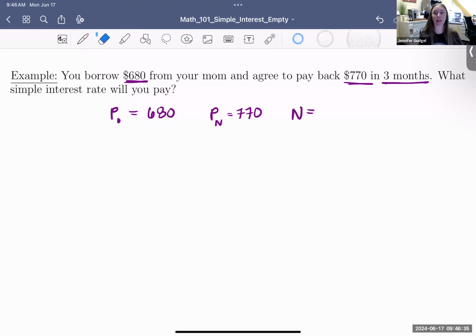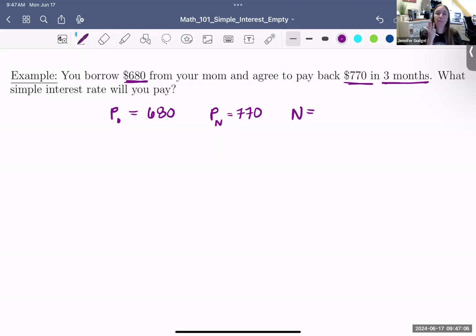Now, before I write n equals 3, if I were to write n equals 3, that's me saying 3 years. Is 3 months the same thing as 3 years? No, 3 months is a fraction of a year. It's less than a year, which means we have to build that fraction out of it. Is this going to be 3 out of 360 or 3 out of 365? The answer to that is also no, right? This is not 3 days. So it's not going to be 3 out of 360 or 365.